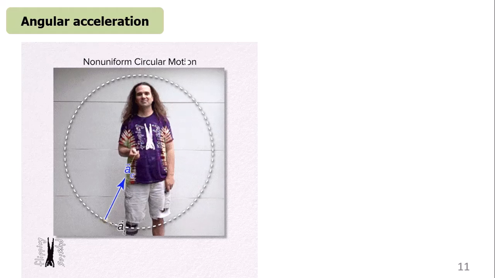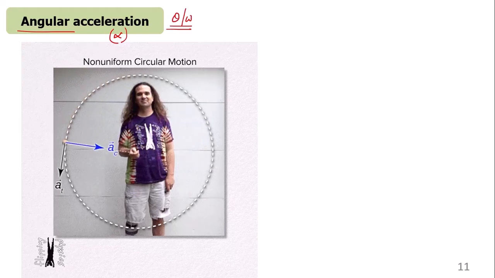Now comes the concept of angular acceleration. We have already discussed two different parameters: one is theta, another is omega. Now come to another concept, angular acceleration. What is the notation for that? It is alpha.